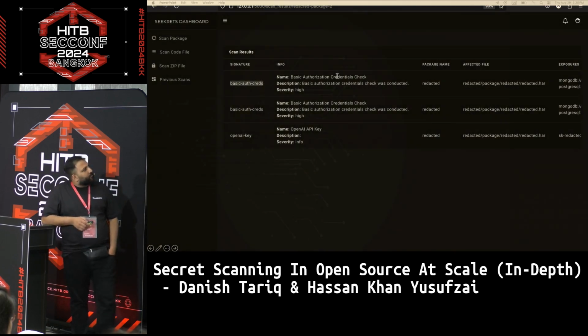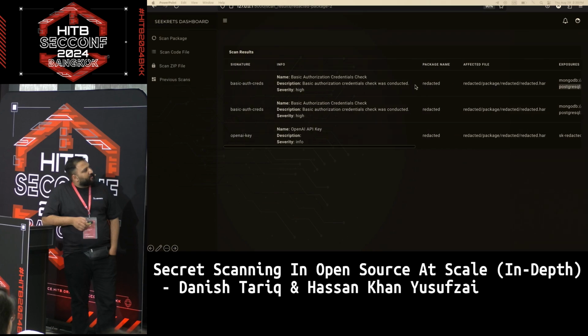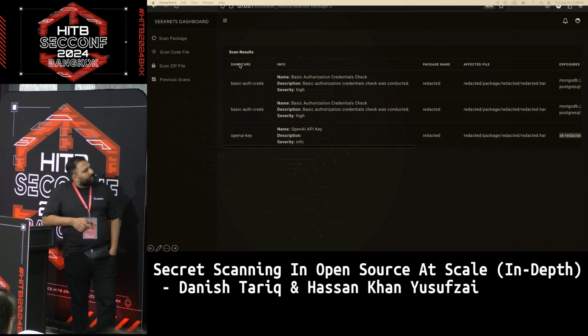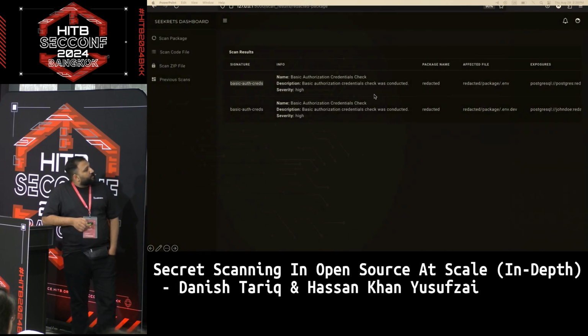For example, you would look at these basic credentials. We have redacted the stuff. MongoDB was there, and stuff of this sort. So this would be public soon on our domain.